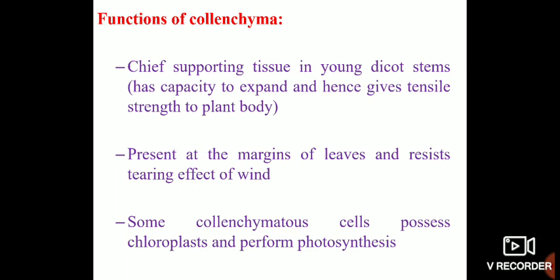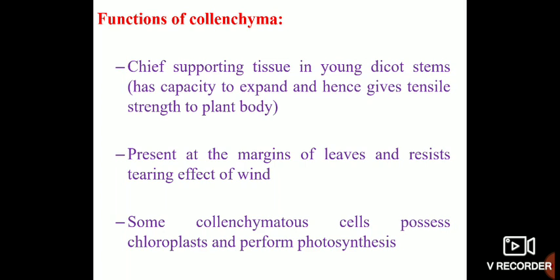And now finally the functions of collenchyma tissue in plants. It is the principal supporting tissue in young dicot stems. Young dicot stems, in which secondary growth has not occurred, have no xylem and no phloem. In these young dicot stems, the collenchyma functions as the principal support tissue. It gives them support and strength.